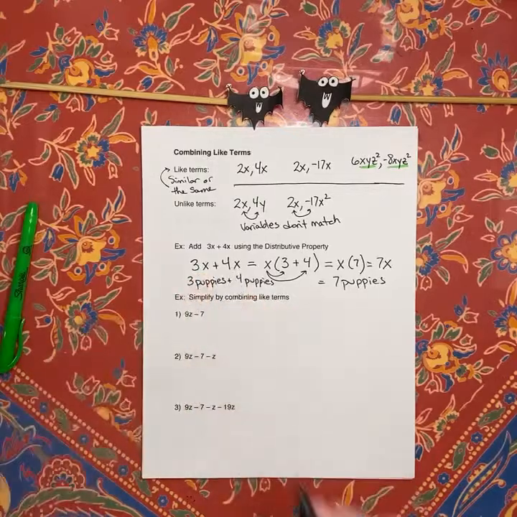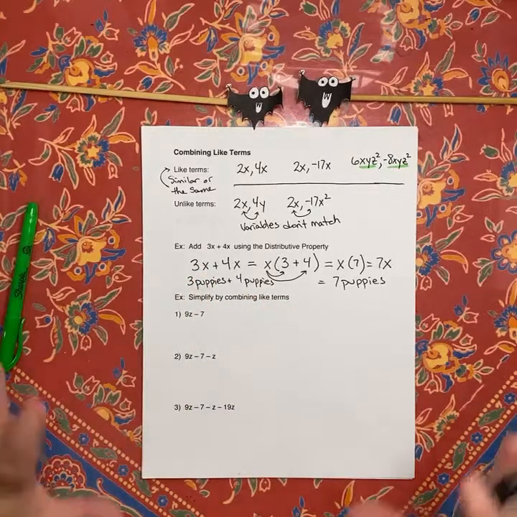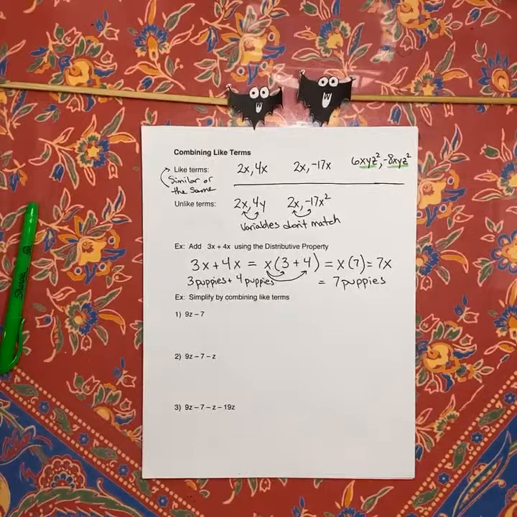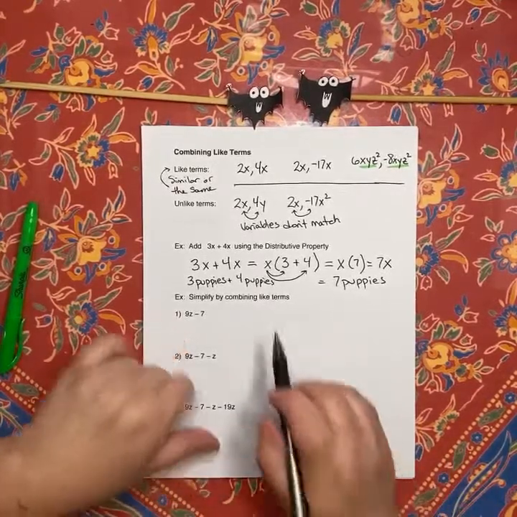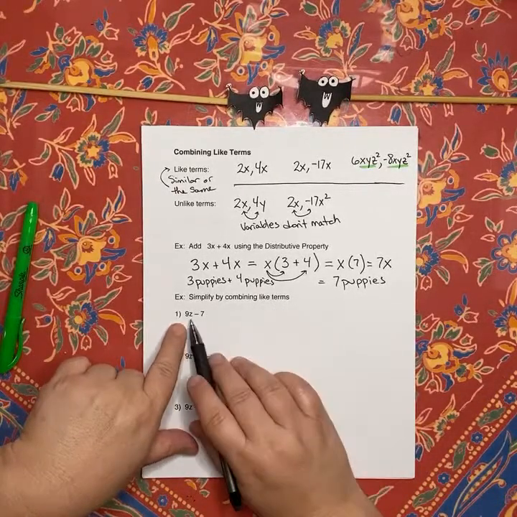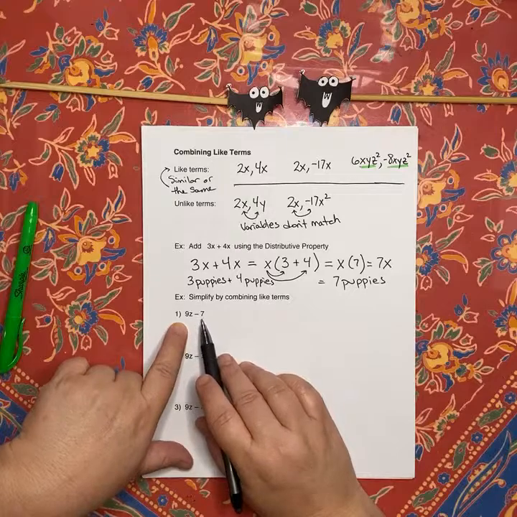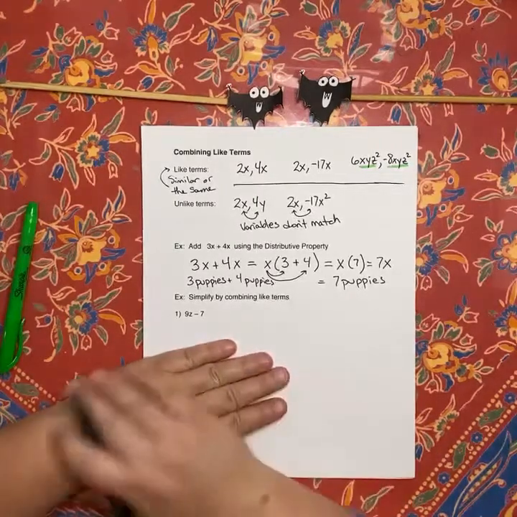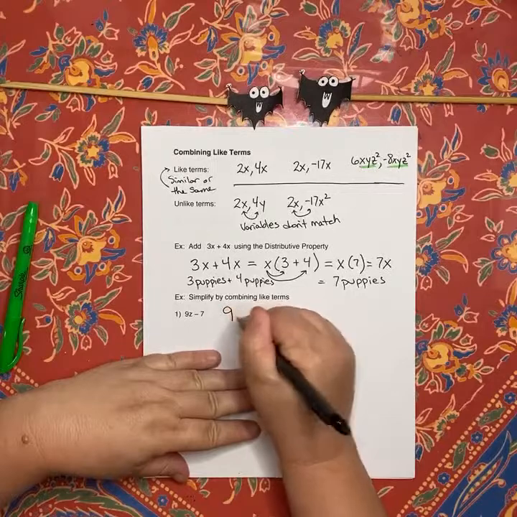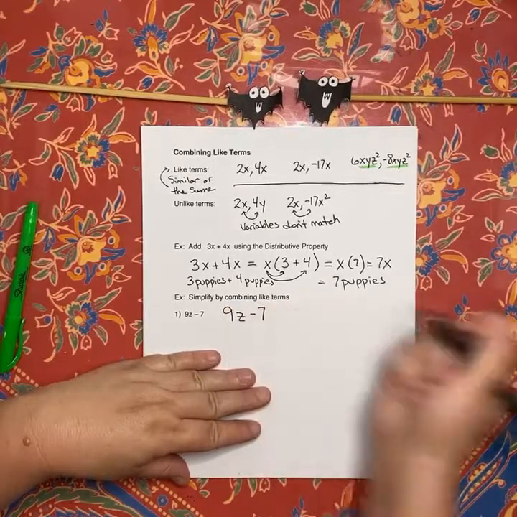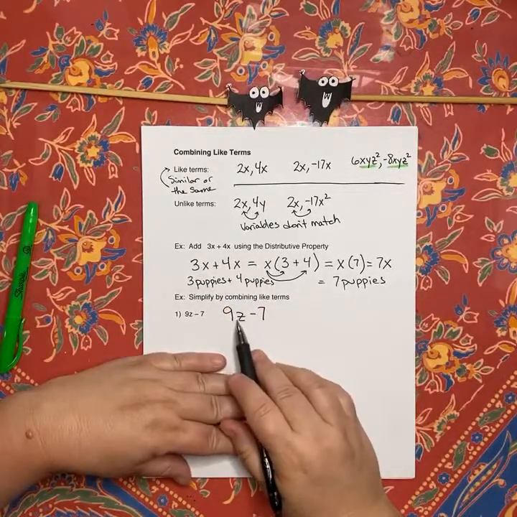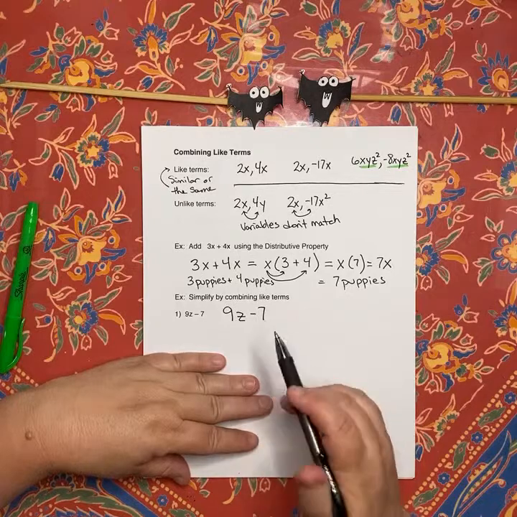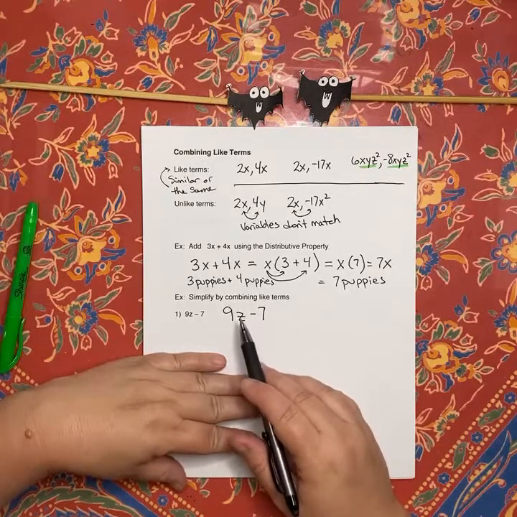Okay, so let's give some a try. It's okay if you don't get them right to begin with. This is learning, right? So, combining like terms. 9z minus 7. Okay, we're starting right off. Let me make it big. And I'll remind you that I put a little dash in my z's, which I know is a little weird. It's unusual, I should say.